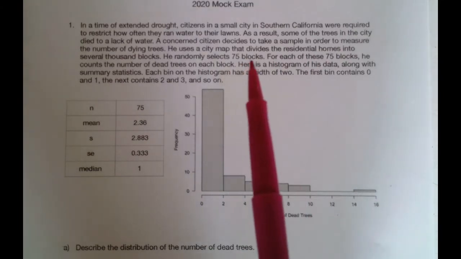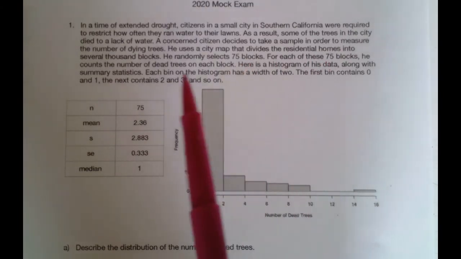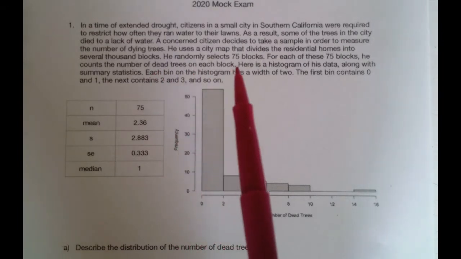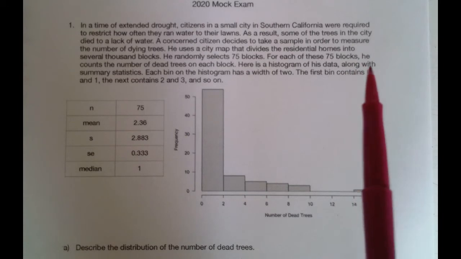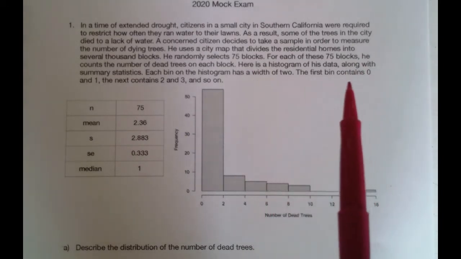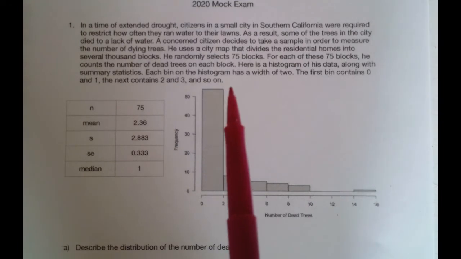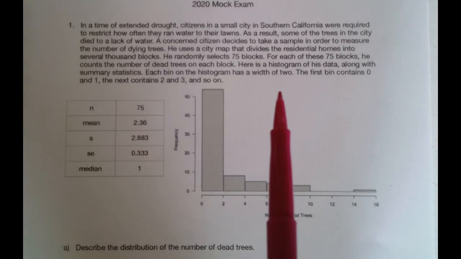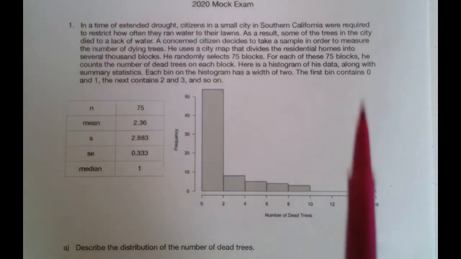He uses a city map that divides the residential homes into several thousand blocks. He randomly selects 75 blocks. For each of these 75 blocks, he counts the number of dead trees on each block. Here's a histogram of his data along with summary statistics. Each bin on the histogram has a width of 2. The first bin contains 0 and 1, the next contains 2 and 3, and so on.